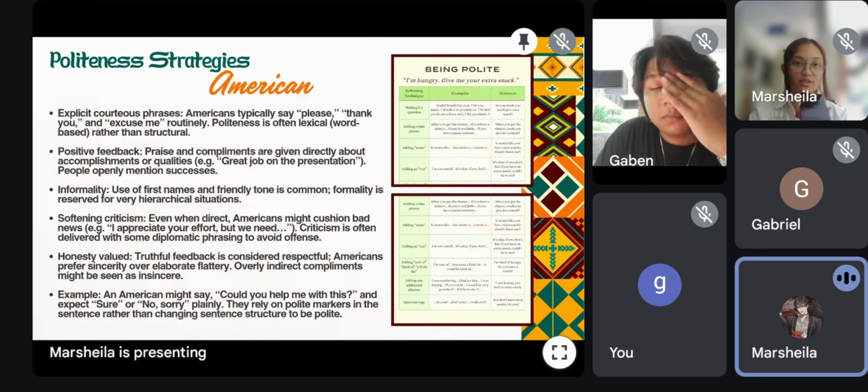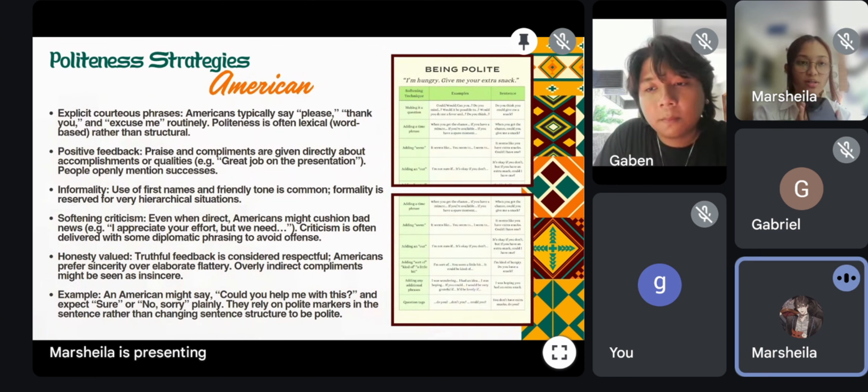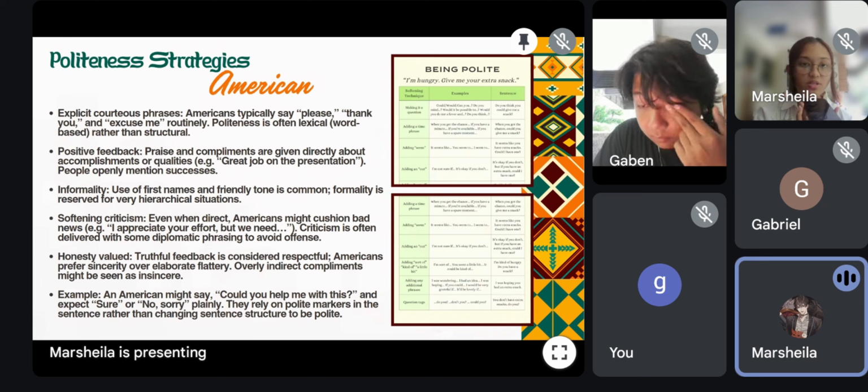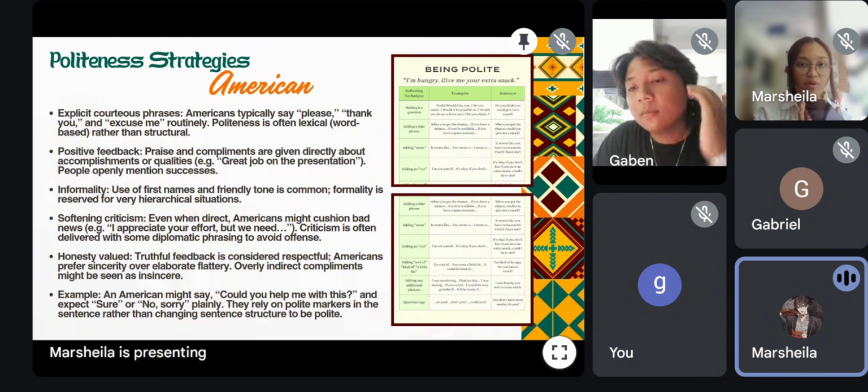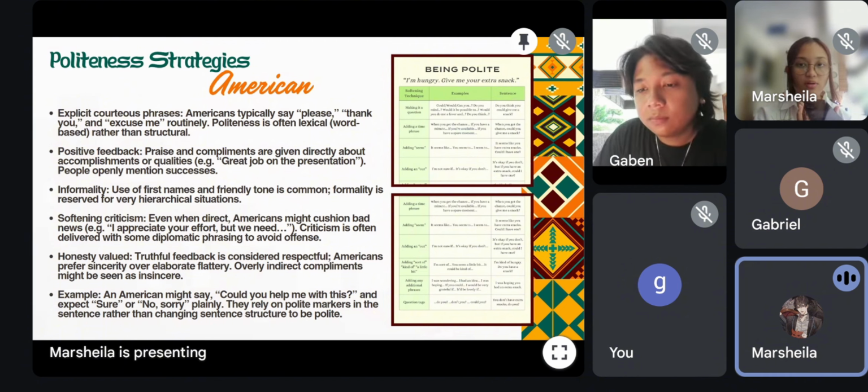So for the politeness strategies, Americans express courtesy routinely. Americans typically say please, thank you, and excuse me. Politeness is often lexical, word-based rather than structural. Positive feedback: praise and compliments are given directly about accomplishments or qualities, like "Great job on the presentation."